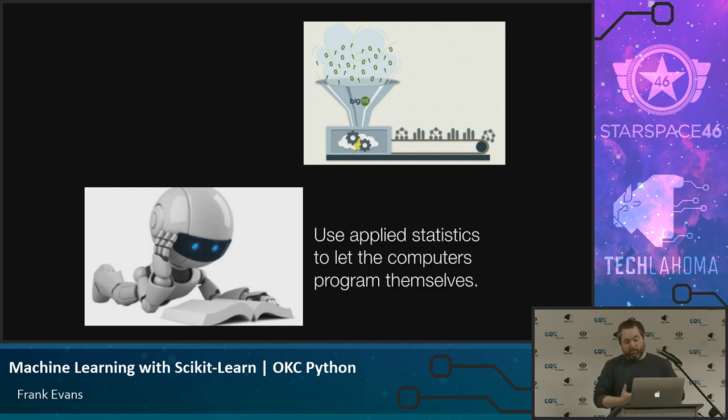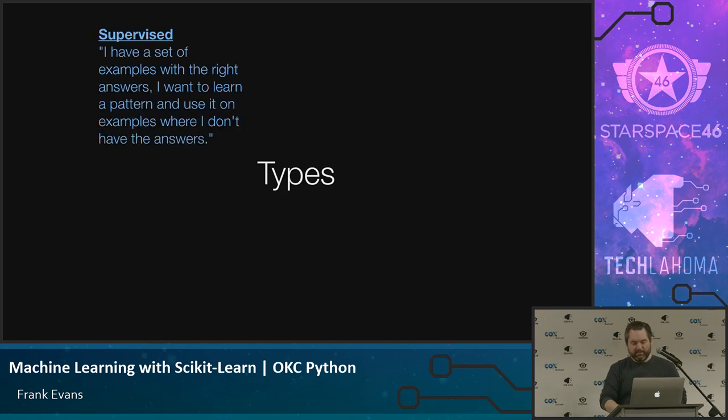So what machine learning is, is using applied statistics to let the computers program themselves. How can we not have to do all this stuff ourselves because it takes us a long time, but create a framework taking advantage of the fact that computers are really fast, and use applied statistics to get it. There's a few different types of machine learning.